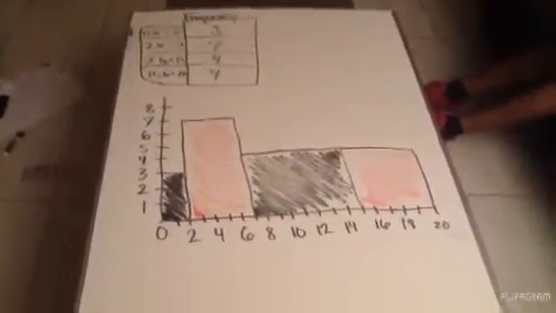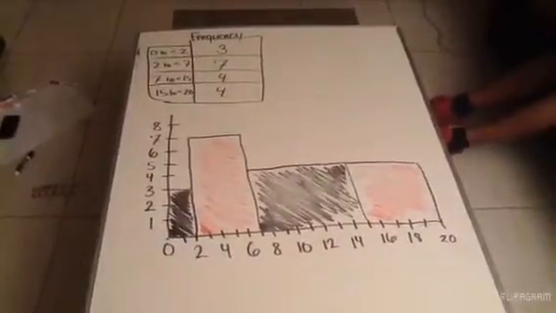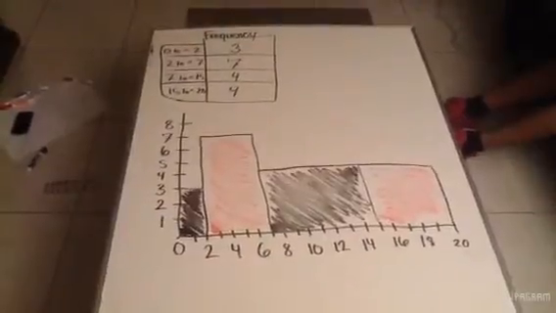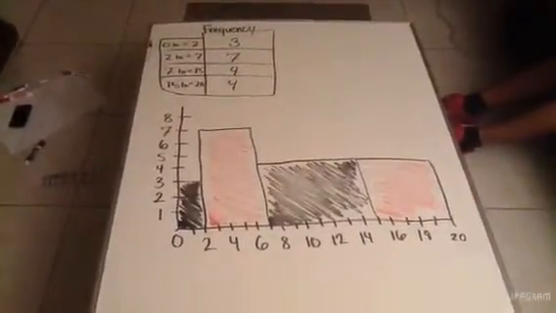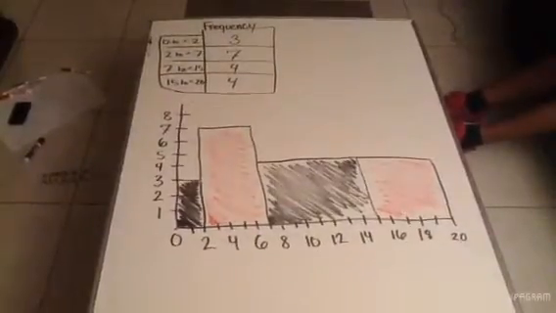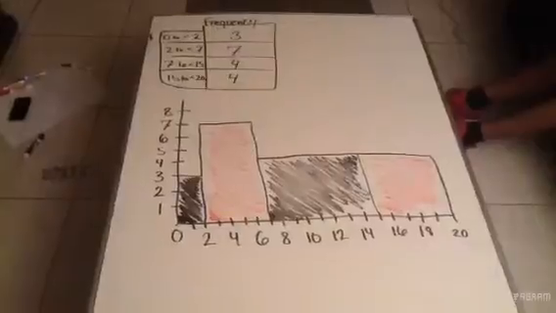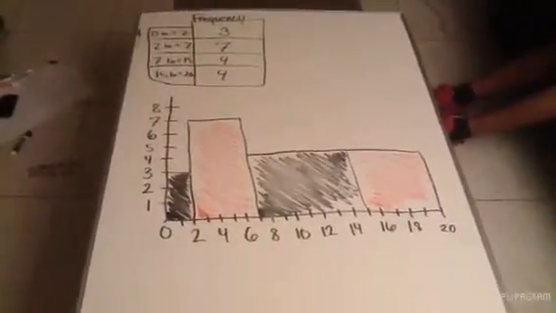For a frequency chart, you're going to write how many terms are within 2 terms. For example, from 0 to 2, there are 3 terms. From 2 to 7, there are 7. From 7 to 15, there are 4. From 15 to 20, there are 4. You're going to plot it on the graph.